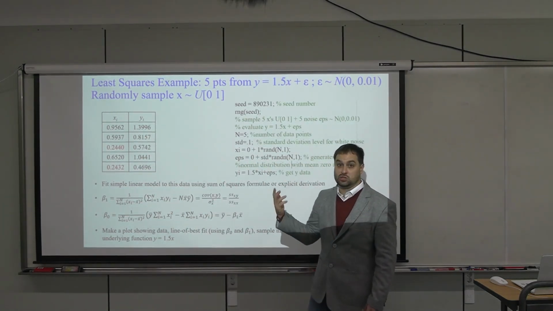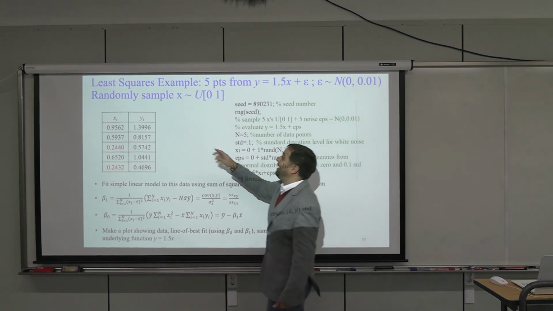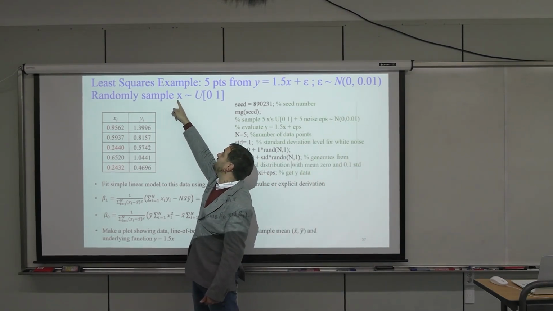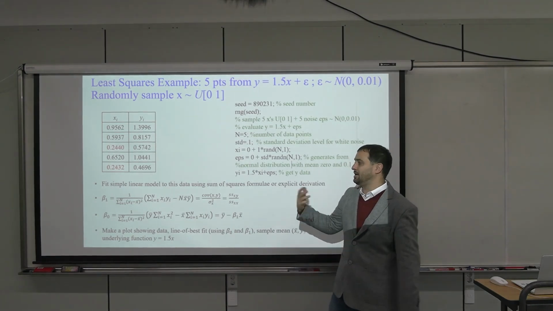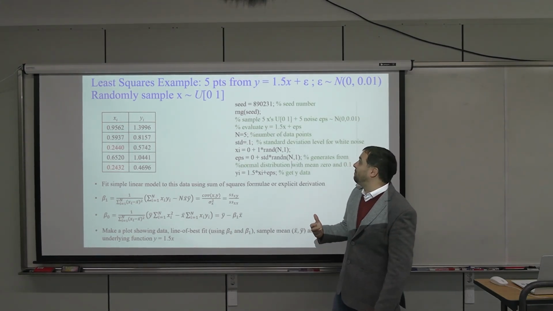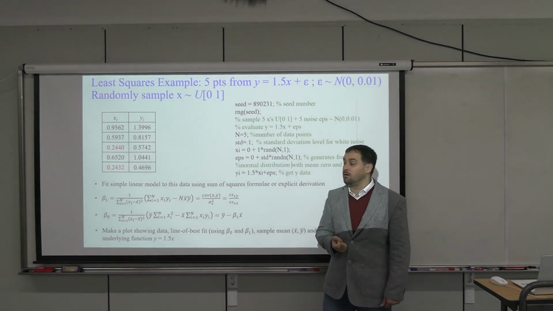Now, how did I choose the x values for this example? I just randomly sampled x on a uniform distribution between 0 and 1. And how did I actually do the random sampling? I used the random number generator in MATLAB.